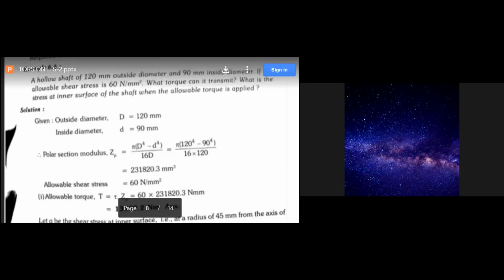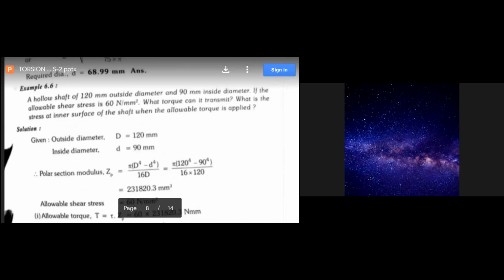So next problem. A hollow shaft of 120 mm outside diameter and 90 mm inside diameter. If the allowable shear stress is 60 Newton per mm square, what torque can it transmit? What is the stress at the inner surface of the shaft when the allowable torque is applied?